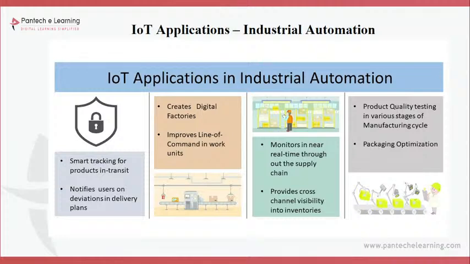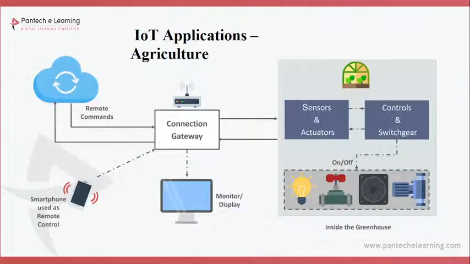In manufacturing also, there is food product quality testing at various stages of the manufacturing cycle, and optimization in packaging. Every product has some quantity and quality. In industries, monitoring quality and quantity is something humans cannot do alone, so they are using sensors and devices. We can know the quality by using IoT applications in packaging the food quantity. All these are the different applications of IoT in industrial automation.